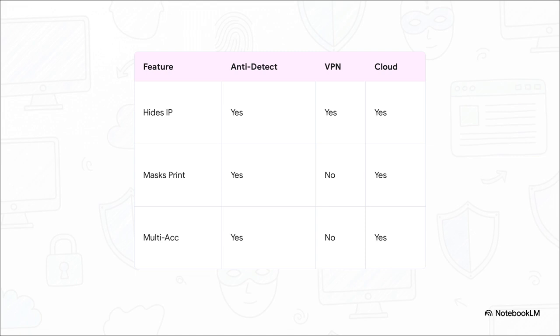What about a VPN? Sure, it hides your IP, but your hardware fingerprint is still fully visible to anyone looking. To actually achieve real multi-account safety and total invisibility, you need the combined power of an anti-detect browser paired with a proxy or a dedicated cloud browser solution. That's the only way to tick all the boxes.